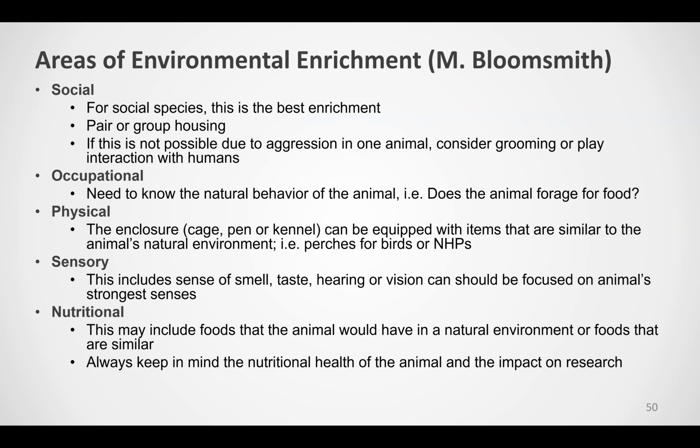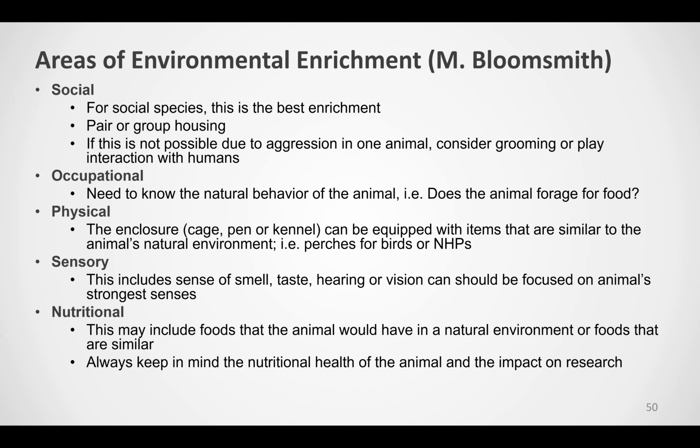So one more time, social is for social species. So you either want to pair or group house them. And again, if it's not possible, then you want to consider some interaction, possibly with humans, but it has to be safe. Occupational, so know the natural behavior of the animal. Does it forage? Does it hunt for food, etc.? So what can you provide in that particular type of enrichment that would help satisfy those behaviors?